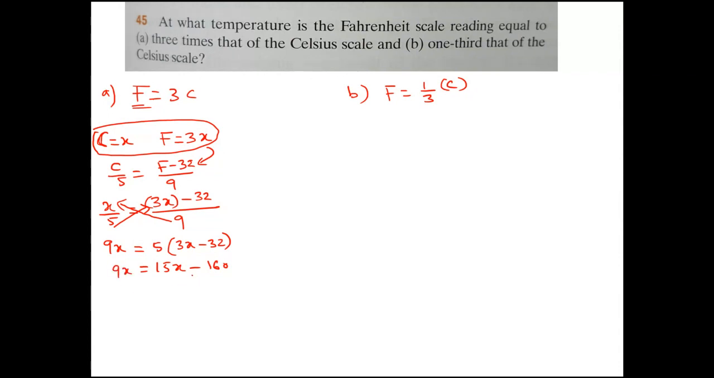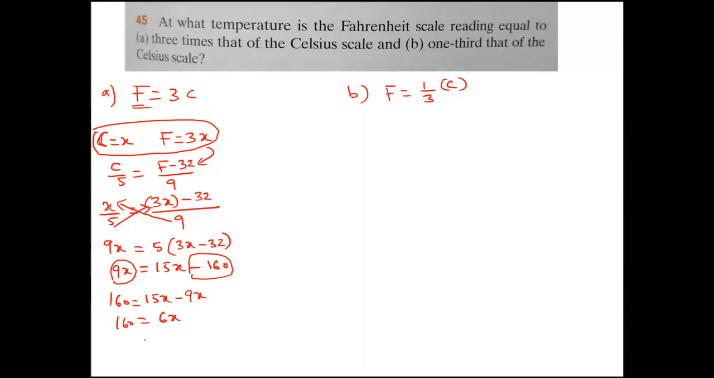Now what I am going to do, listen carefully. I am going to move this term to the left hand side, so then it becomes positive. I am going to move this 9x to the right hand side. That means I am going to separate the x term on one side and the constant on the other side. So what will I get? I will get 160 equal to 15x minus 9x. So this 15x minus 9x becomes 6x, and this becomes 160.